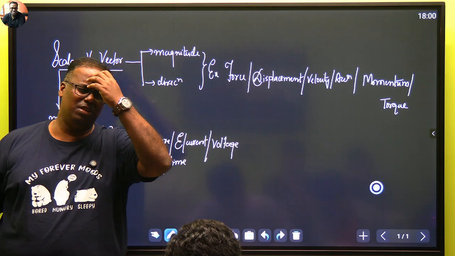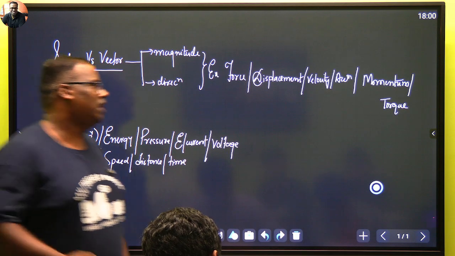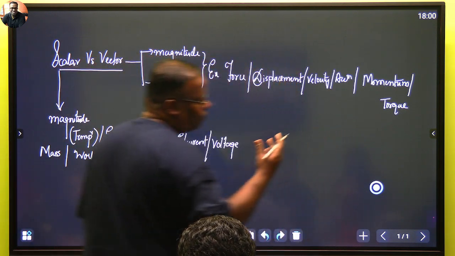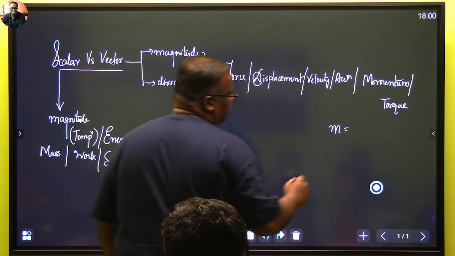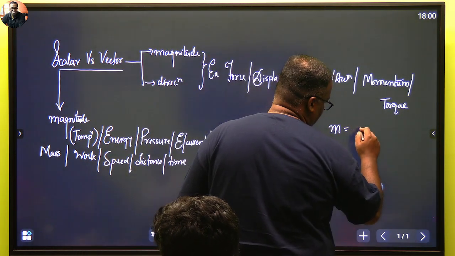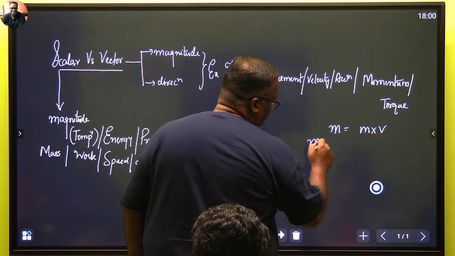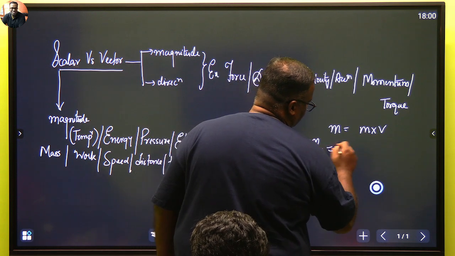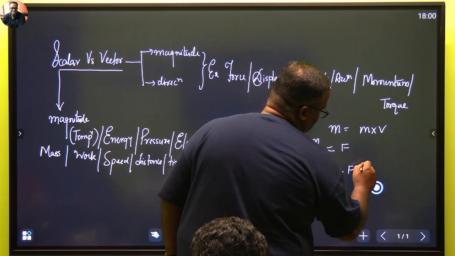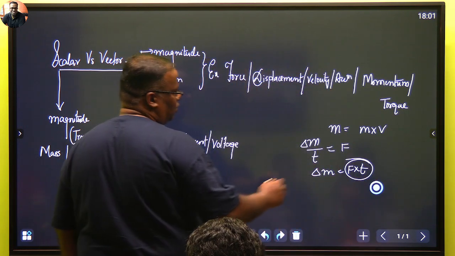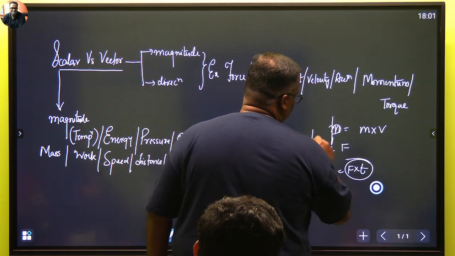Impulse is always change in momentum. Impulse is also a vector quantity. Impulse होता क्या है? Impulse is a force which acts for a very small period of time. So momentum is equal to what? Momentum is mass into velocity. And change in momentum over time is always giving you the force. So delta p ही होता है impulse, जो कि होता है force into time. Force which acts for a short period of time, that gives you the delta p. I should have written it as p. ठीक है?